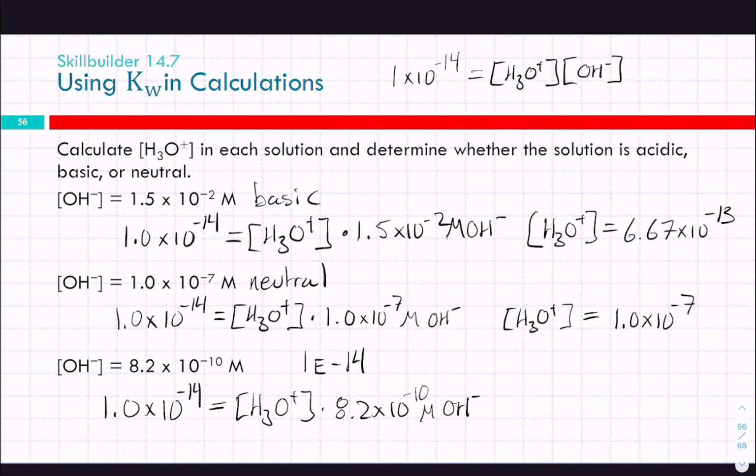Okay, divided by 8.2 e to the negative 10. It didn't give it to me in scientific notation, but I'll put it into scientific notation: 1.2 times 10 to the negative 5. So is that solution acidic or basic? Acidic. Yeah, because the concentration of the acid is bigger than the base.